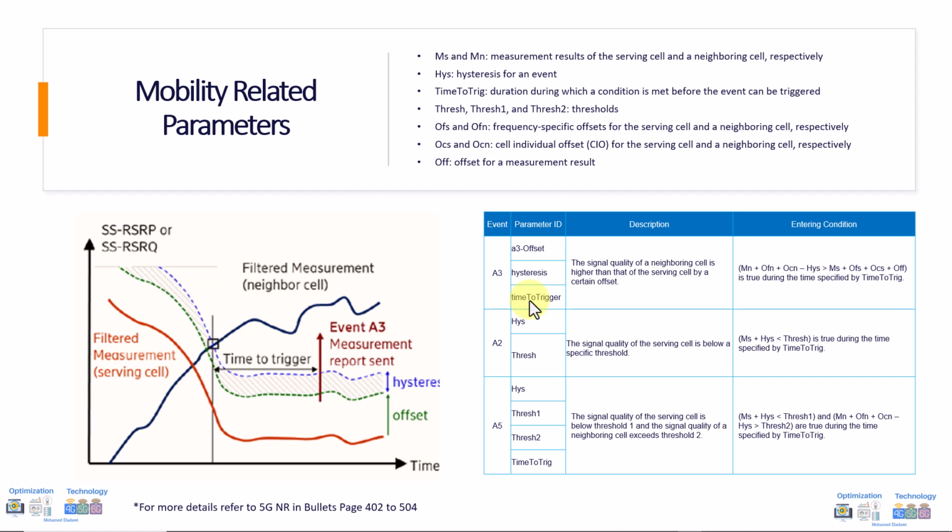Assume that time to trigger is 640 milliseconds. So if the neighbor keeps being consistently better than the serving with the hysteresis and offset for 640 milliseconds, in this case, the user will start reporting the A3 report to the ENB, and the ENB will transfer this information to the GNB, and it will continue the same as what we have explained before.